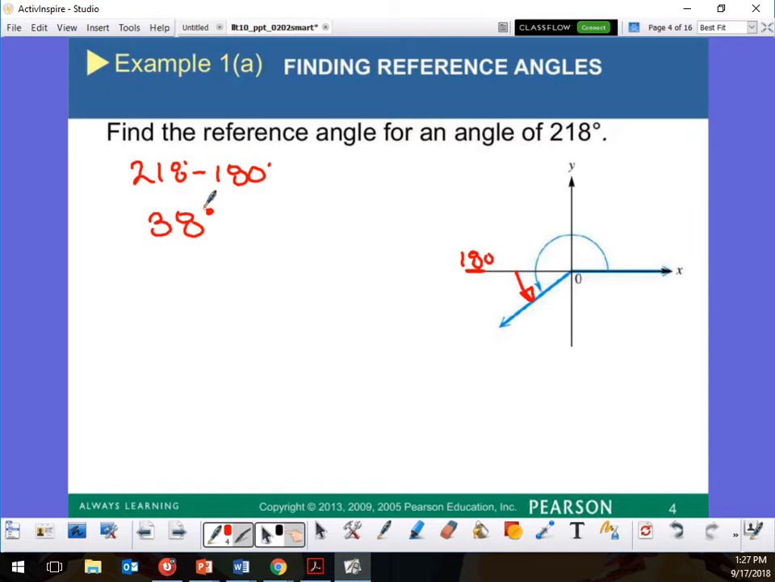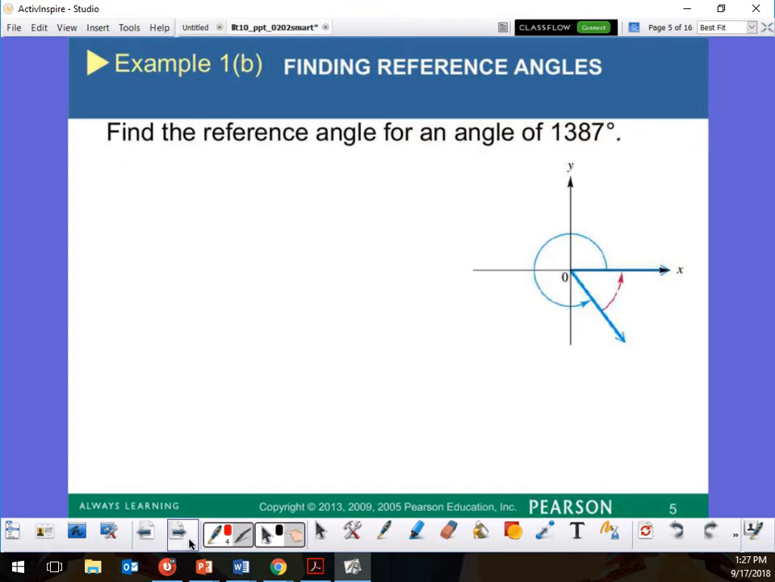Now, it's always going to be like this in quadrant 3. In quadrant 3, which is this quadrant right here, it should always be my theta minus 180. Quadrant 2, we're going to do that one next. Not yet, so we're on this one now.